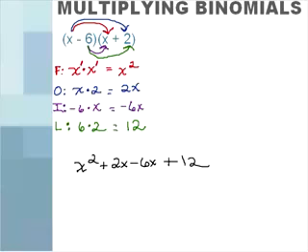And from here, I need to simplify if I can, or combine like terms if I can. And you can see that 2x and minus 6x are like terms. So I combine those two. 2x minus 6x is a negative 4x. So for my final answer, I have x squared minus 4x plus 12.